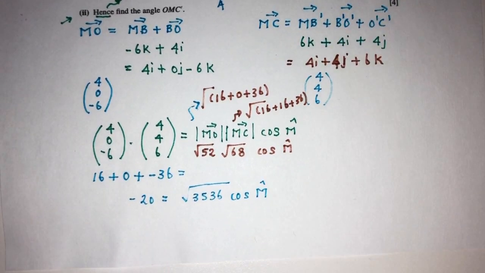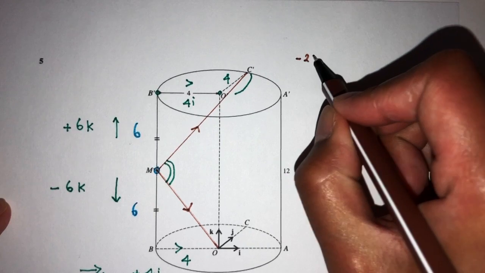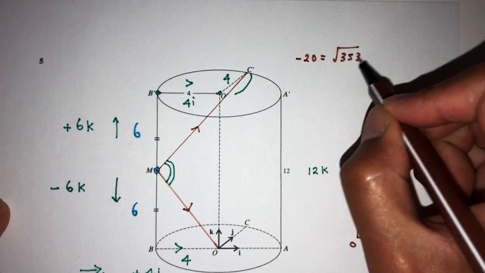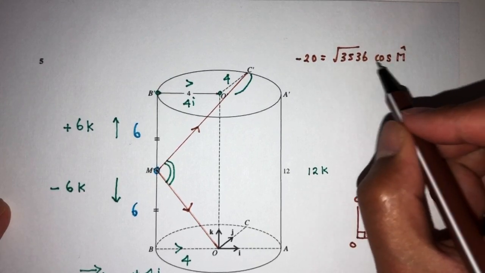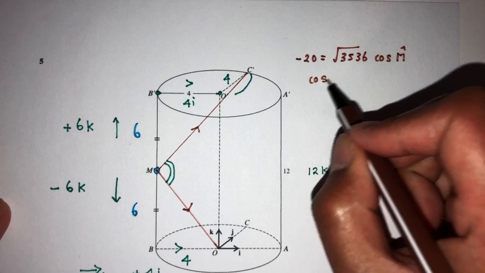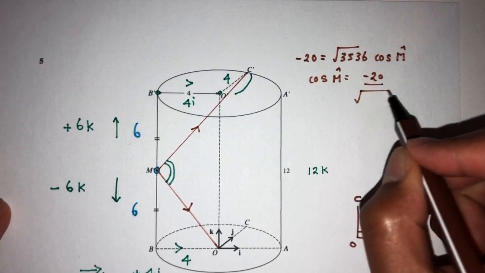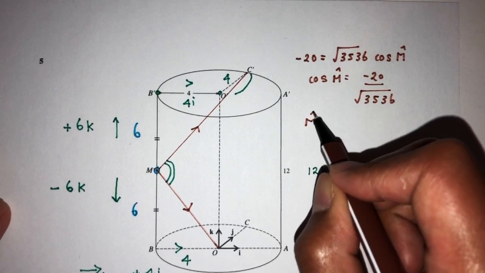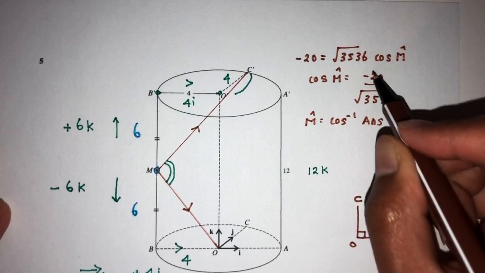Now let me move this up for some space. Right now we have this equation. So we have -20 is equal to root of 3536 and cos of the angle M. Now we have to make this the subject, so cos of the angle M will be -20 divided by root of 3536. So M will be cos inverse of the answer that we have over here.